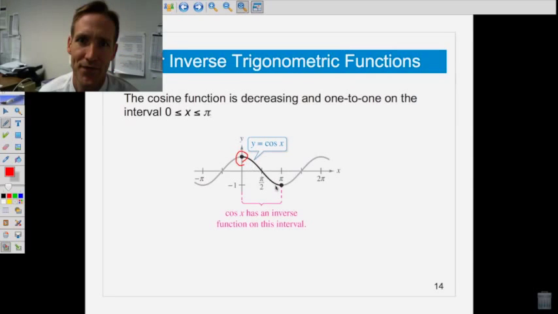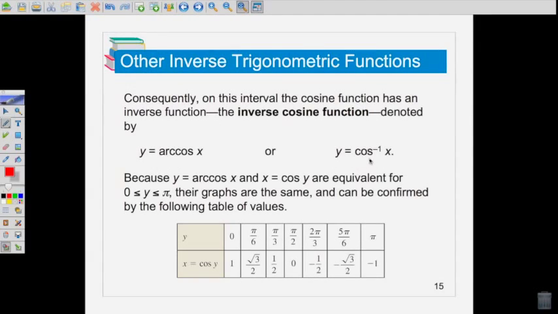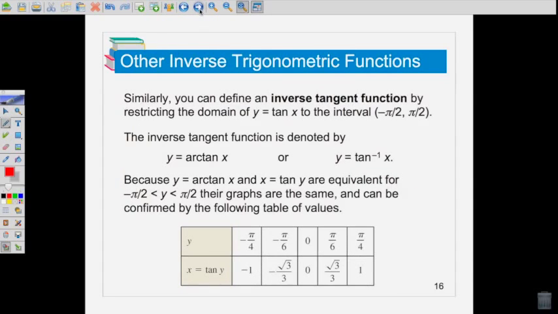Again, we have different ways of writing it: arc cosine and inverse cosine function, meaning the exact same thing. Not really a big deal.